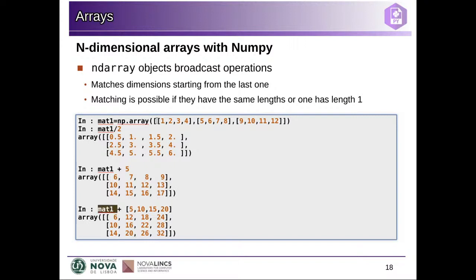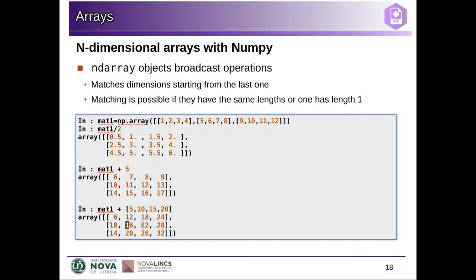If I add to this matrix an array with 4 values, so in this case a list with 4 values, this matrix object knows how to do this operation by broadcasting these sums over each row of the matrix. So it's going to add 5 to the first element of the first row, then 10 to the second element of the first row, and so on. And then it's going to repeat that for the second row. It's going to add 5 to the first element, 10 to the second one, and so forth. So you can use this.